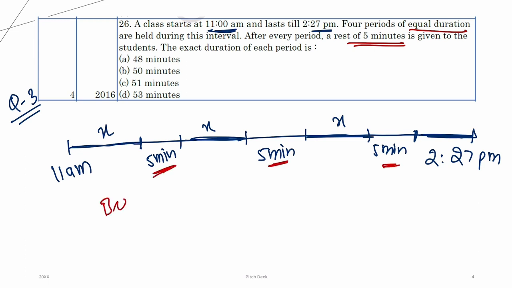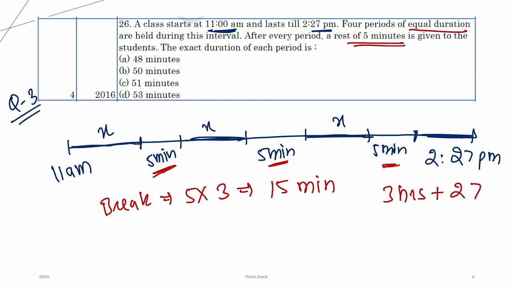So what is the break length? Break length is 5 into 3. Total 15 minutes of total breaks were there, right? 11 a.m. to 2:27. What is the total duration between this? 11 to 2 is 3 hours plus 27 minutes. I hope it is clear. 3 hours is 180 plus 27. 180 plus 27 is 207. I hope this is clear.